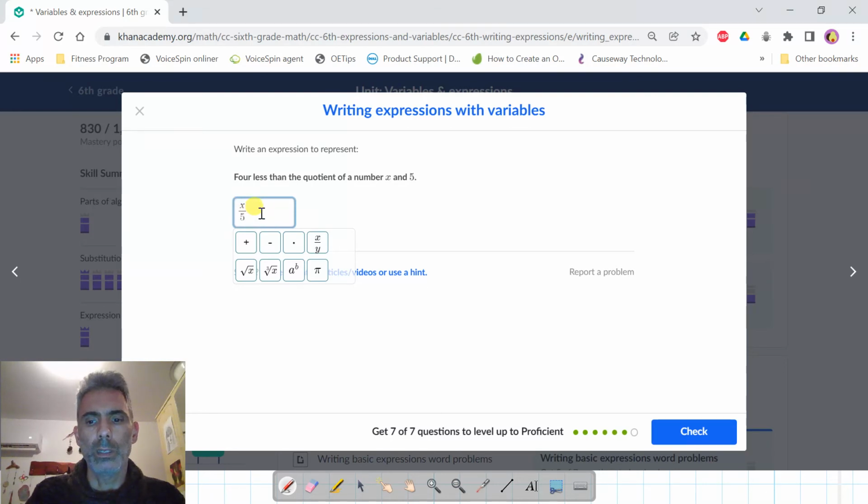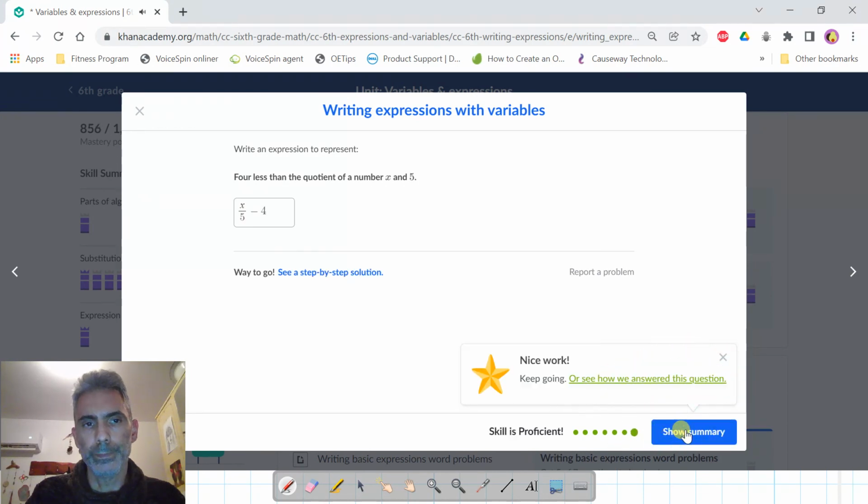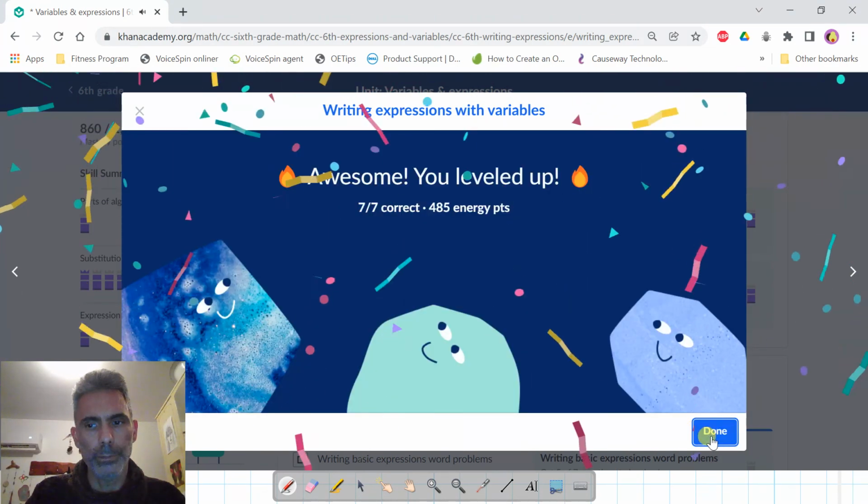And from this, I need to subtract 4, because the expression needs to represent 4 less than the quotient. So first, I calculate the quotient of number x and 5, and then I subtract 4. So I get 4 less than the quotient. Okay. Good.